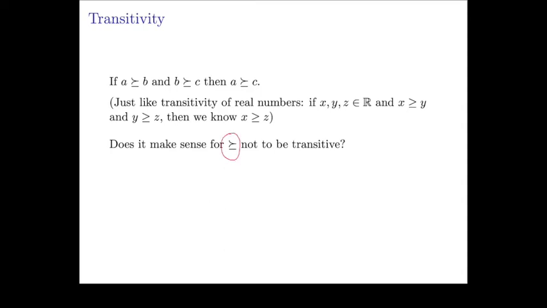Now, the question is, does it make sense for a person's preferences not to be transitive? What would it mean for a preference not to be transitive? It would mean that you tell me that A is at least as good as B, you tell me that B is at least as good as C, but then you say that C is better than A.